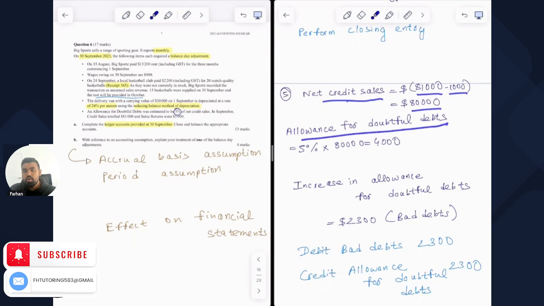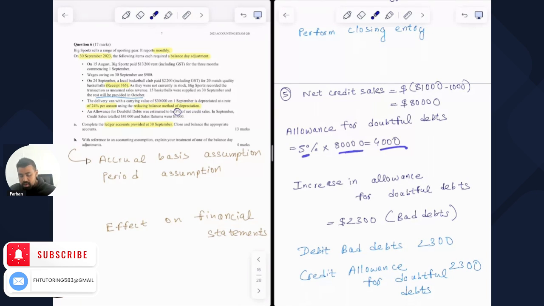Now, if I want to find the allowance for doubtful debts, this is a contra asset account where we keep some amount aside for possible bad debts that the business is expected to incur. So allowance for doubtful debts is calculated by applying 5% to the net credit sales of 80,000, which is 4,000. So this $4,000 is the closing balance for allowance for doubtful debts on 30 September.